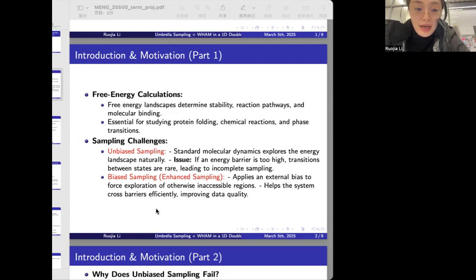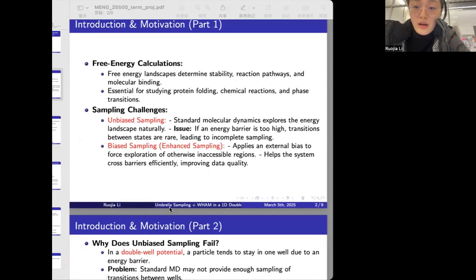And this is where the biased techniques, commonly called enhanced sampling methods, come in. By introducing an external bias, you can encourage your system to explore regions that might otherwise be energetically inaccessible. Among these methods, umbrella sampling is a particularly popular approach because it allows you to slice up the reaction coordinate into multiple windows, apply a restraining potential in each, and then collect well-distributed data across all regions of interest. Later, you can use WHAM to remove the artificial bias and reconstruct the unbiased free energy curve.